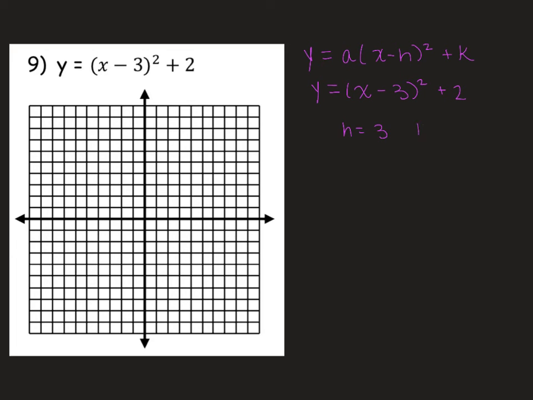and 2 replaced k. Your vertex, that is hk. So your vertex is going to be 3, 2. Your axis of symmetry, and we know that our axis of symmetry is the same x value as our vertex. Easy as pie, it's going to be 3. We can get these on our graph, so we're going to draw our axis of symmetry at 3.